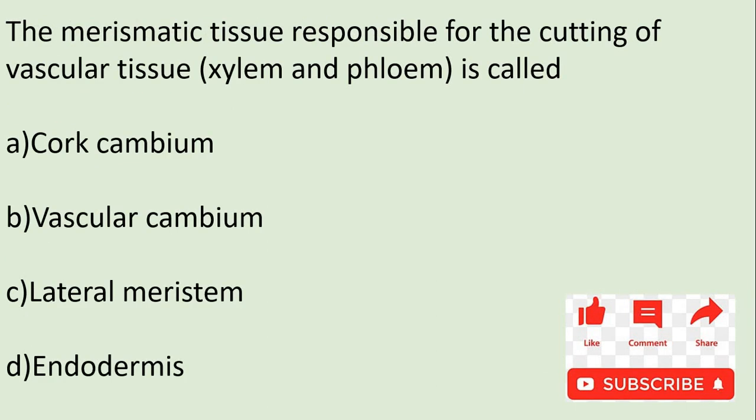The meristematic tissue responsible for cutting of vascular tissue, xylem and phloem, is called A. Cork cambium. B. Vascular cambium. C. Lateral meristem. D. Endodermis.